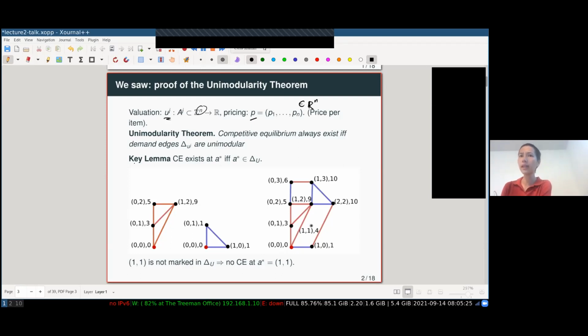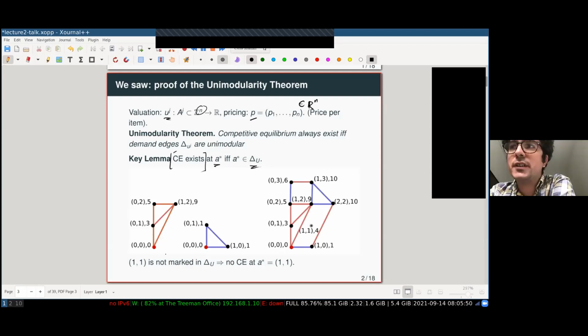And for the proof of this, the key lemma was basically to geometrically translate what it means for competitive equilibrium to exist at a point. We translate that in terms of the regular subdivision: competitive equilibrium exists at a point A star if and only if A star belongs to the regular subdivision induced by the aggregated demand.